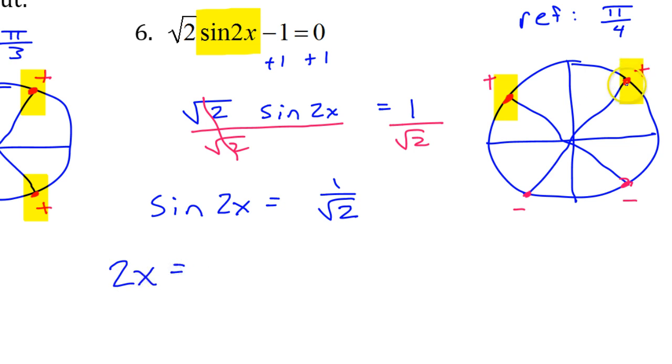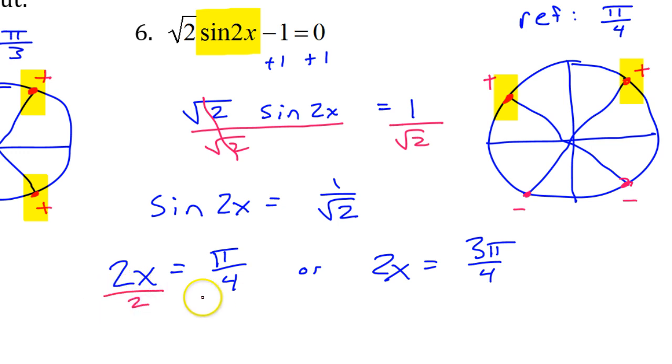So 2x is equal to pi over 4, or 2x is equal to this. And this is 1 pi over 4, 2 pi over 4, 3 pi over 4. So either 2x equals pi over 4 or 2x equals 3 pi over 4. Now, of course, we want to actually solve for x. So in order to do that, now we will divide by 2. I'm going to divide both sides by 2.